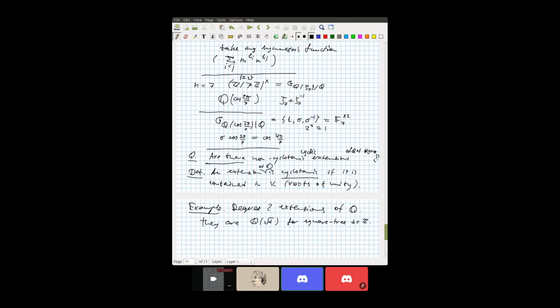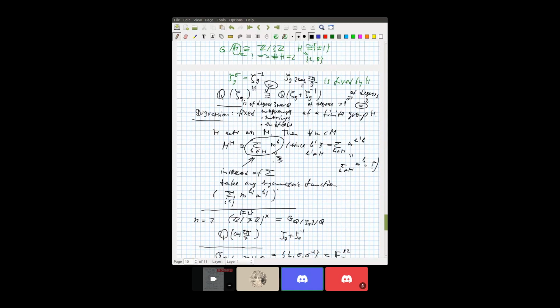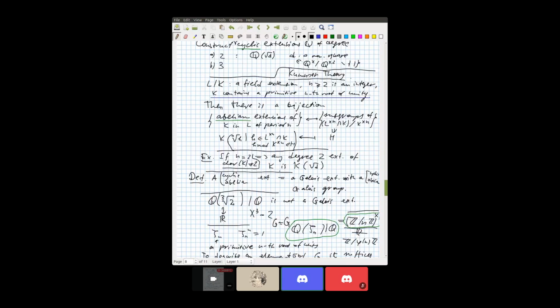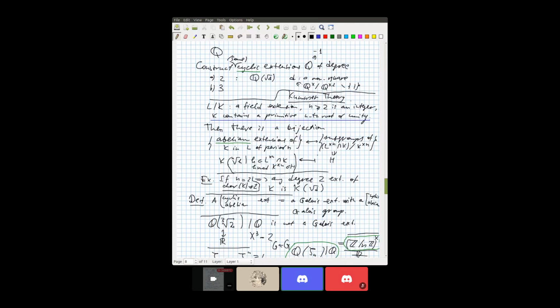Do you know why there are no others? Well, this is just Kummer theory. Of course you can prove this directly, but if you don't want to prove anything, then you just say that it is Kummer theory, because we do have a primitive second root of unity, namely -1.